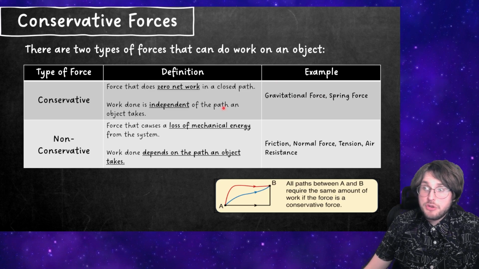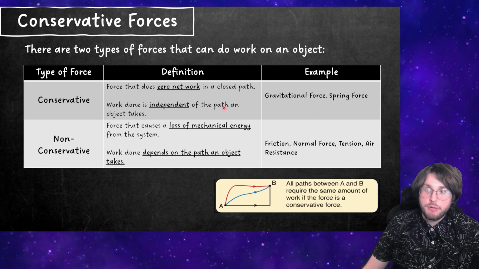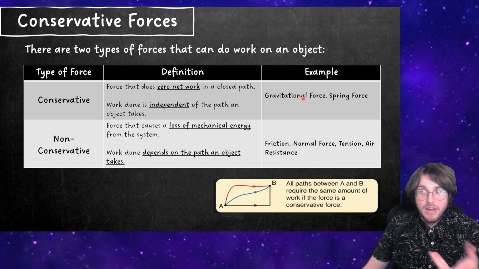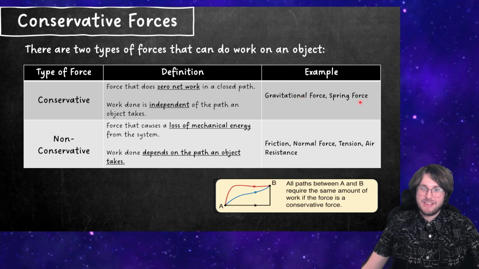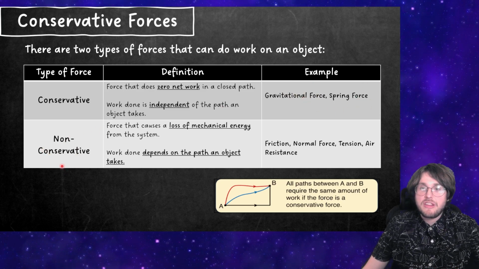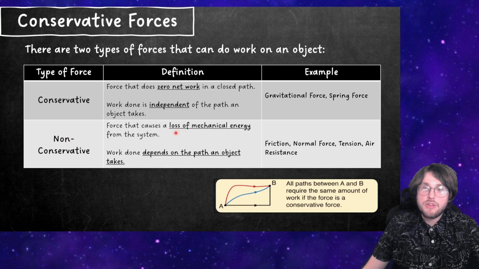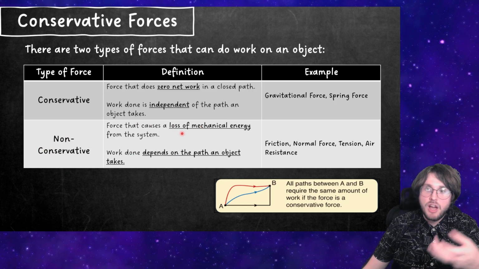Now, there are really only two conservative forces that we're going to be looking at for right now, and that's gravitational force, as I just noted, and spring force, which we're going to elaborate on in a second. If it's not a conservative force, then it is a non-conservative force, and these are forces that generally can cause a loss of mechanical energy.